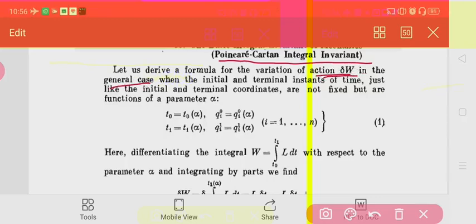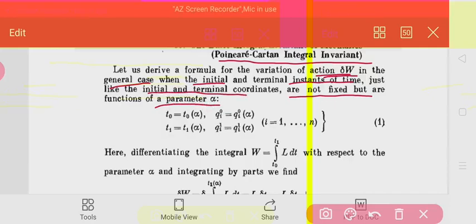That means when we were considering the Hamilton principle, the initial and the terminal points were fixed, but here we will not consider the initial and terminal points fixed. We will consider them as functions of the parameter alpha, as are the initial and terminal coordinates. That means t0 and t1 are also functions of alpha, and also qi0 and qi1 are functions of alpha.